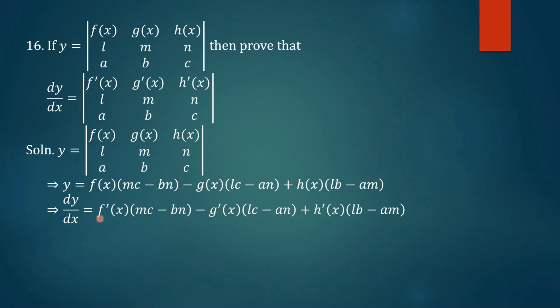This expression, write in reverted form of determinant. So can we write like this? dy dx is equal to f dash x, g dash x, h dash x, l m n a b c. You see, if you expand this determinant, you will get this line. Is it not? f dash x into this, column and row cancelled, mc minus bm. Then minus g dash x, column and row eliminated, then lc minus am is this one. Then h dash x into this one, and this one will go lb minus am.